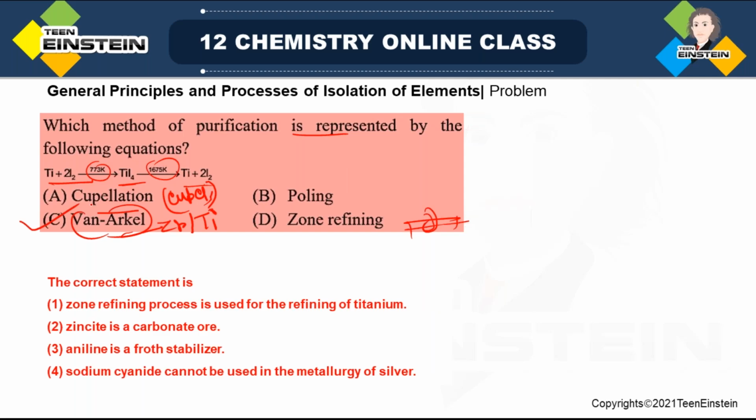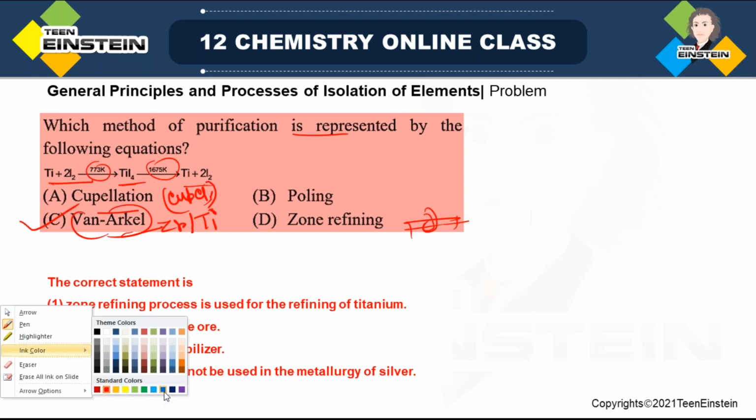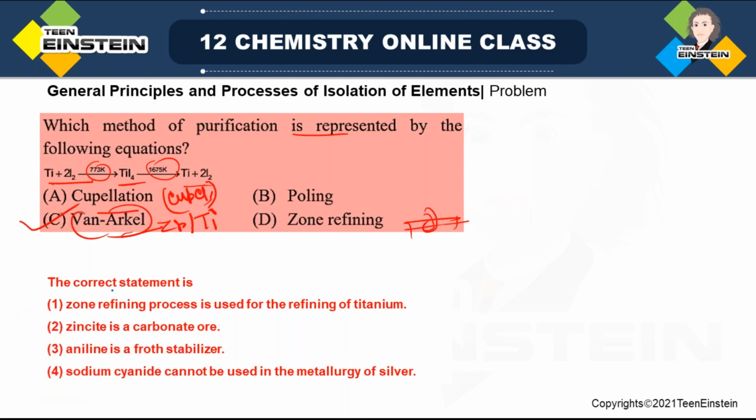Next question. We have to find the correct statement. The first statement: zone refining process is used for refining of titanium. Now this is obviously not true, because just in the previous question you have seen titanium is purified by which method? Van Arkel, which is basically a vapor phase refining method. So it is not done by zone refining. Remember, zone refining we have done for group 13 and 14 elements, not titanium.